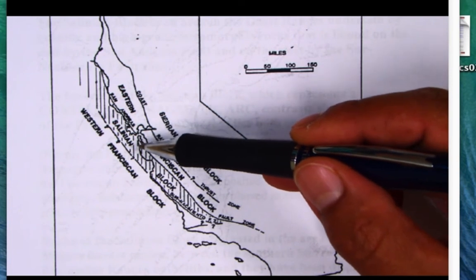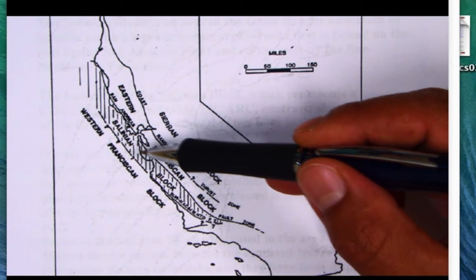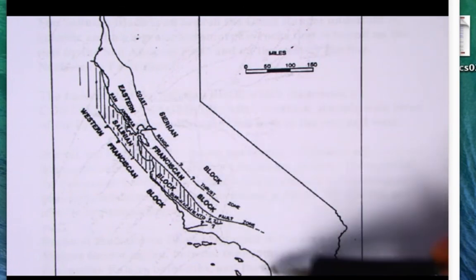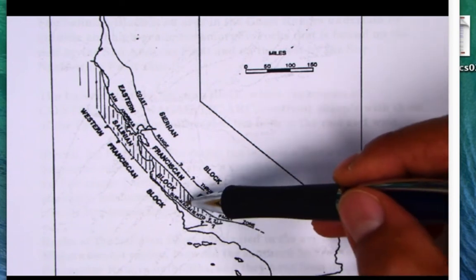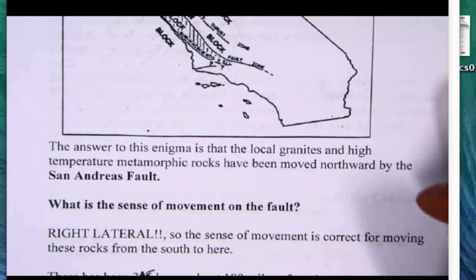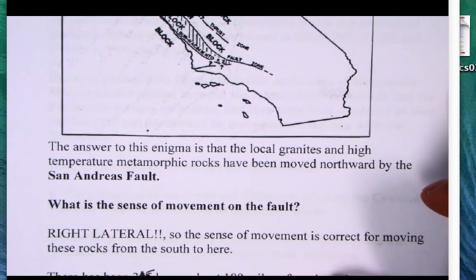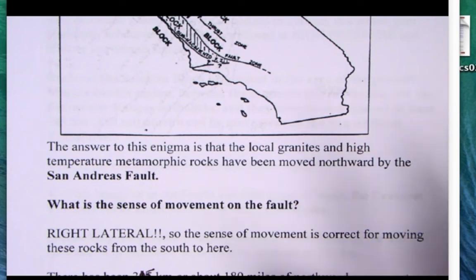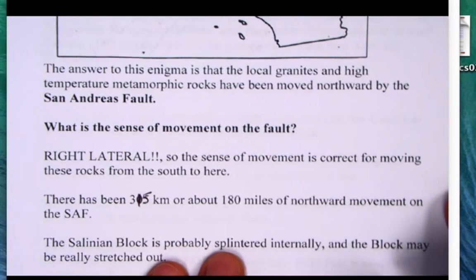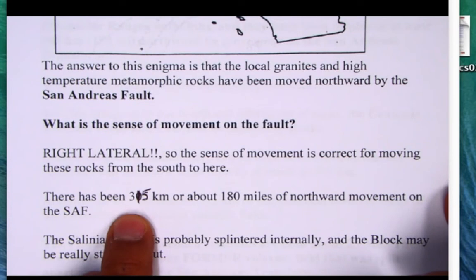It came from someplace else, or at least it originated probably down here in Southern California, or maybe even farther to the south, and has been tectonically transported and then placed into its current position. So the answer to moving these Sierra Nevada type granitic rocks and roof pendants is really through this San Andreas fault. And remember, we said it's a right lateral sense of motion. And there's been at least 315 kilometers, or about 180 miles, of displacement northward.